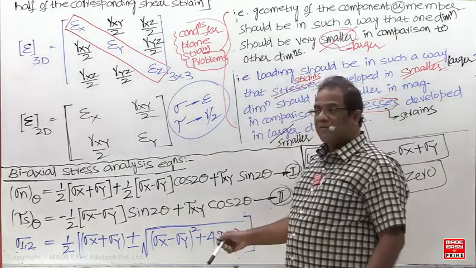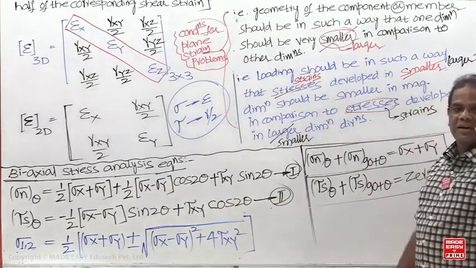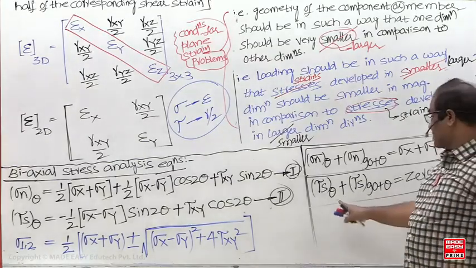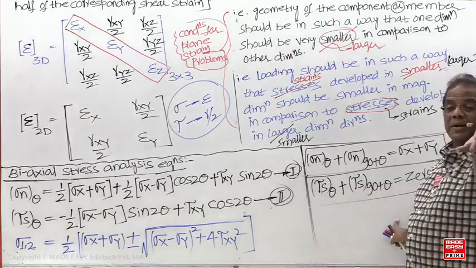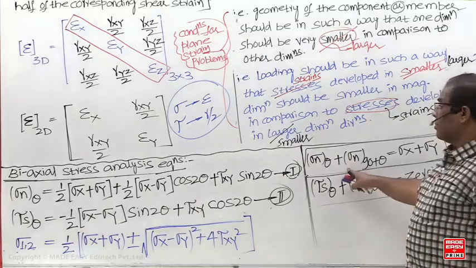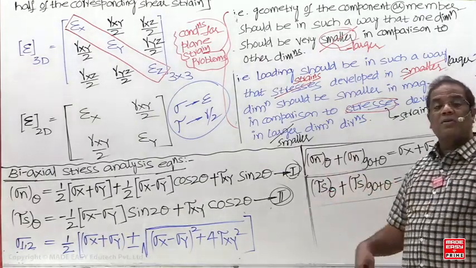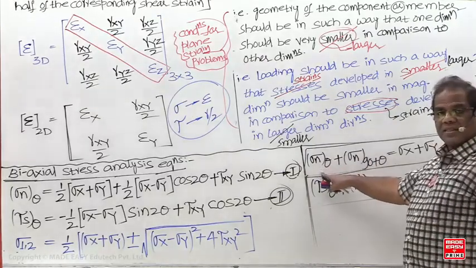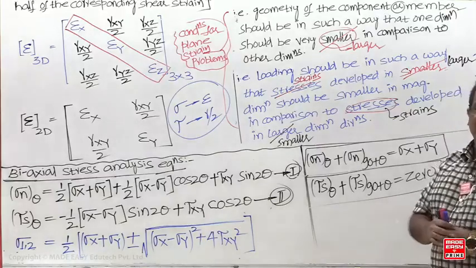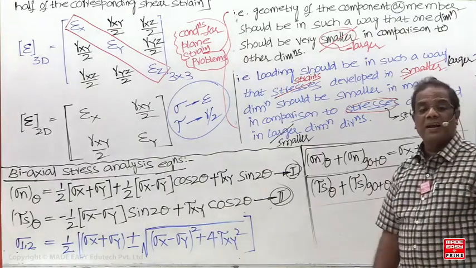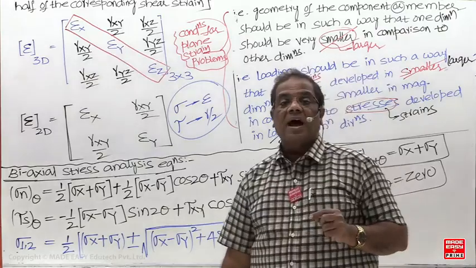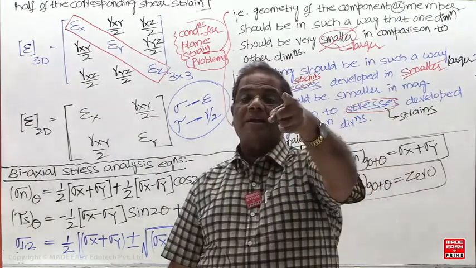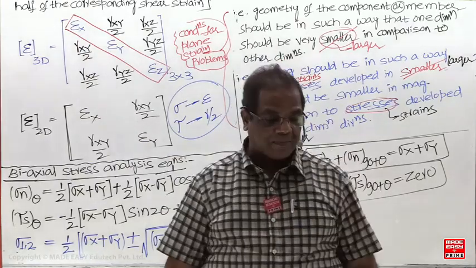If you add tau s at an angle of theta and tau s at an angle of 90 plus theta, you are going to get 0. That's why always on two perpendicular planes, shear stresses are equal and unlike. That is, complementary shear stresses are equal and unlike. But normal stresses may be equal, may be unequal, may be like, may be unlike. They are equal and unlike only when sigma x plus sigma y is 0.